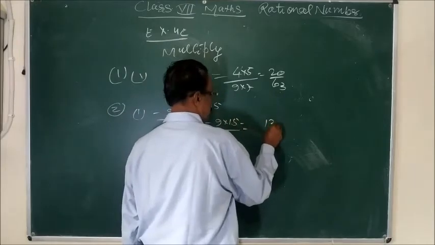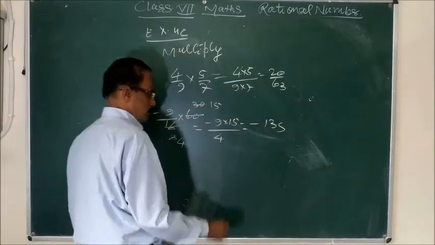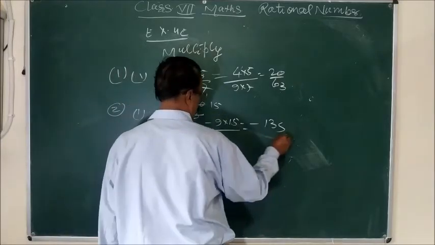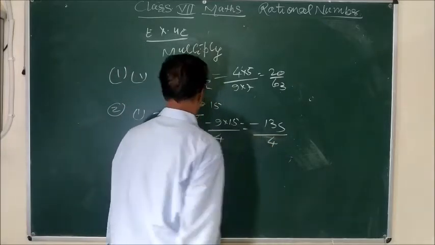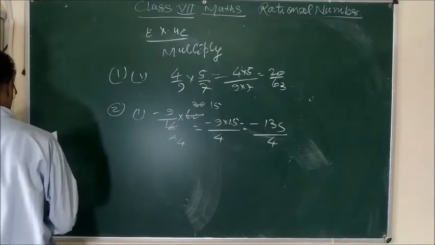15 nines are 135, and minus into plus is minus, I have explained the rule of sign. So minus 135 by 4. So this is the multiplication.